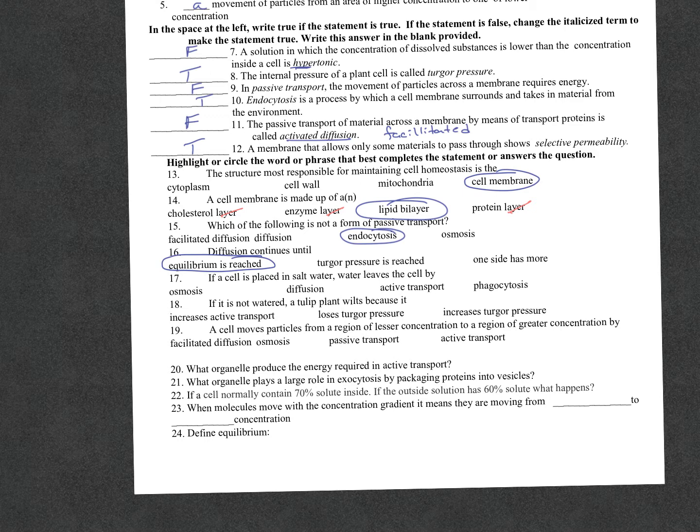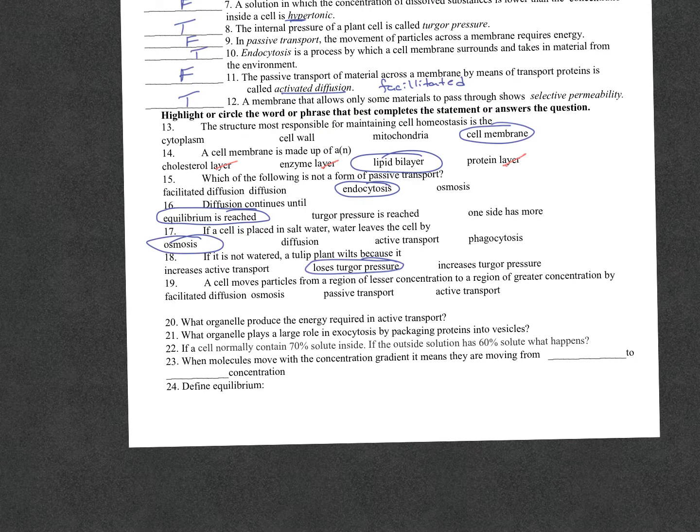If a cell is placed in salt water, water leaves the cell by osmosis. That's the process of water leaving. If it is not watered, the tulip plant wilts because it loses turgor pressure. We just described that. Water leaves, the water's not pushing on the inside, and the cell wall collapses. The cell moves particles from a region of lesser concentration to a region of greater concentration by active transport. It's going from low to high, so low to high means active.